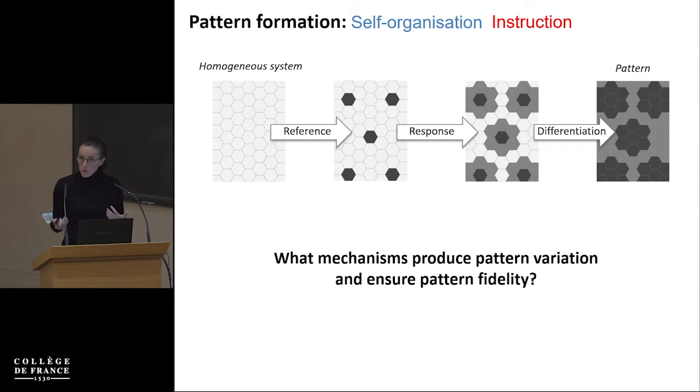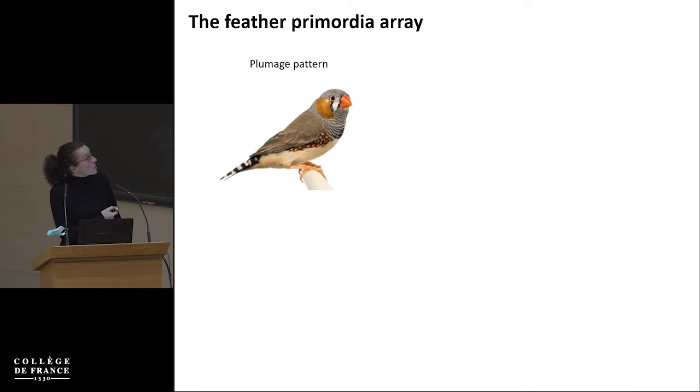What is less known, though, is how these two mechanisms interact, what is their hierarchy, and most importantly, what type of molecules or factors underlie these mechanisms in vivo, such that they can produce this phenotypic landscape characterized by variation, but also within-species fidelity. And so to answer this question in my lab, we take advantage of the plumage pattern in birds.